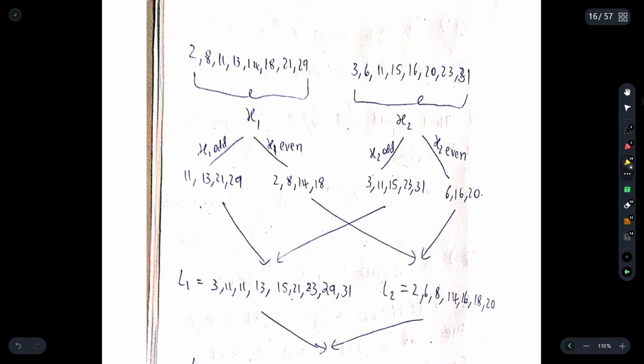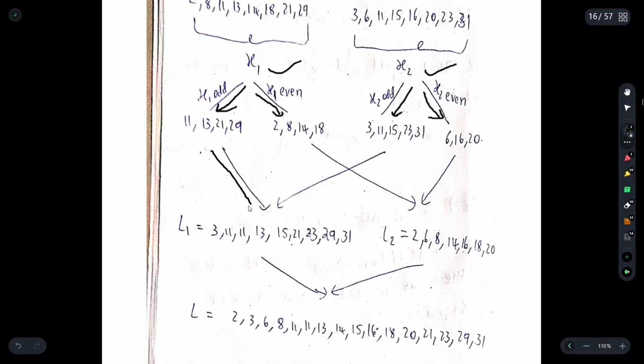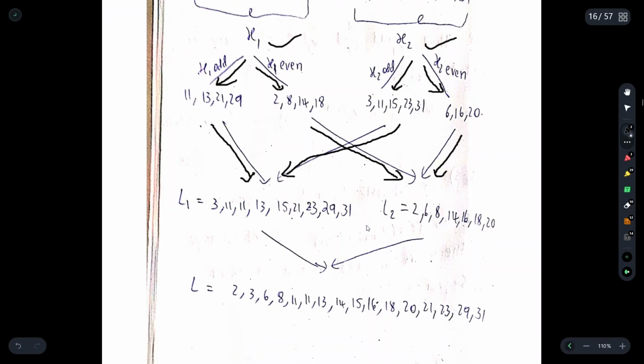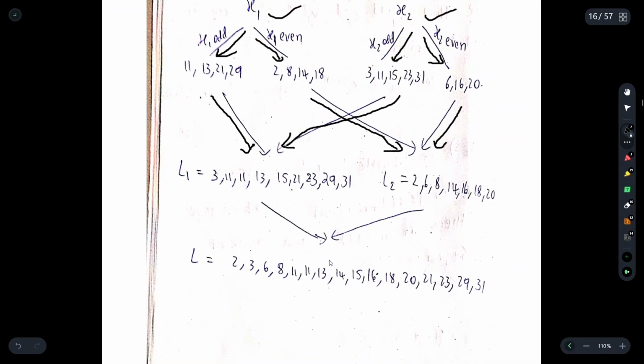So basically these both are the sets x1 and x2, and now we are going to divide them in two ways: x1 odd and x1 even, and then x2 odd and x2 even. In this way we divide them into odd lists and even lists. After dividing, we merge the two odd lists, so the x1 odd list and x2 odd list are merged. Here also, the x1 even list and x2 even list are merged. We can just arrange them in ascending order.